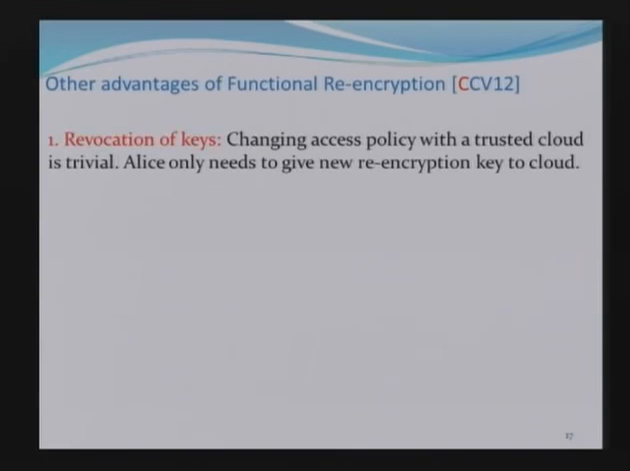Number one, revocation of keys is fairly easy if we trust the cloud. So suppose I decide that today I don't want to give the nurse access anymore to any more data that she has not seen. All I need to do is go to the cloud and say, here is a new re-encryption key based on a new access policy F. Please use this henceforth. And if we trust the cloud to erase the previous re-encryption key and use the new re-encryption key, then revocation is easy. We do not even need to involve Alice in this process. Nothing needs to be done. Okay.